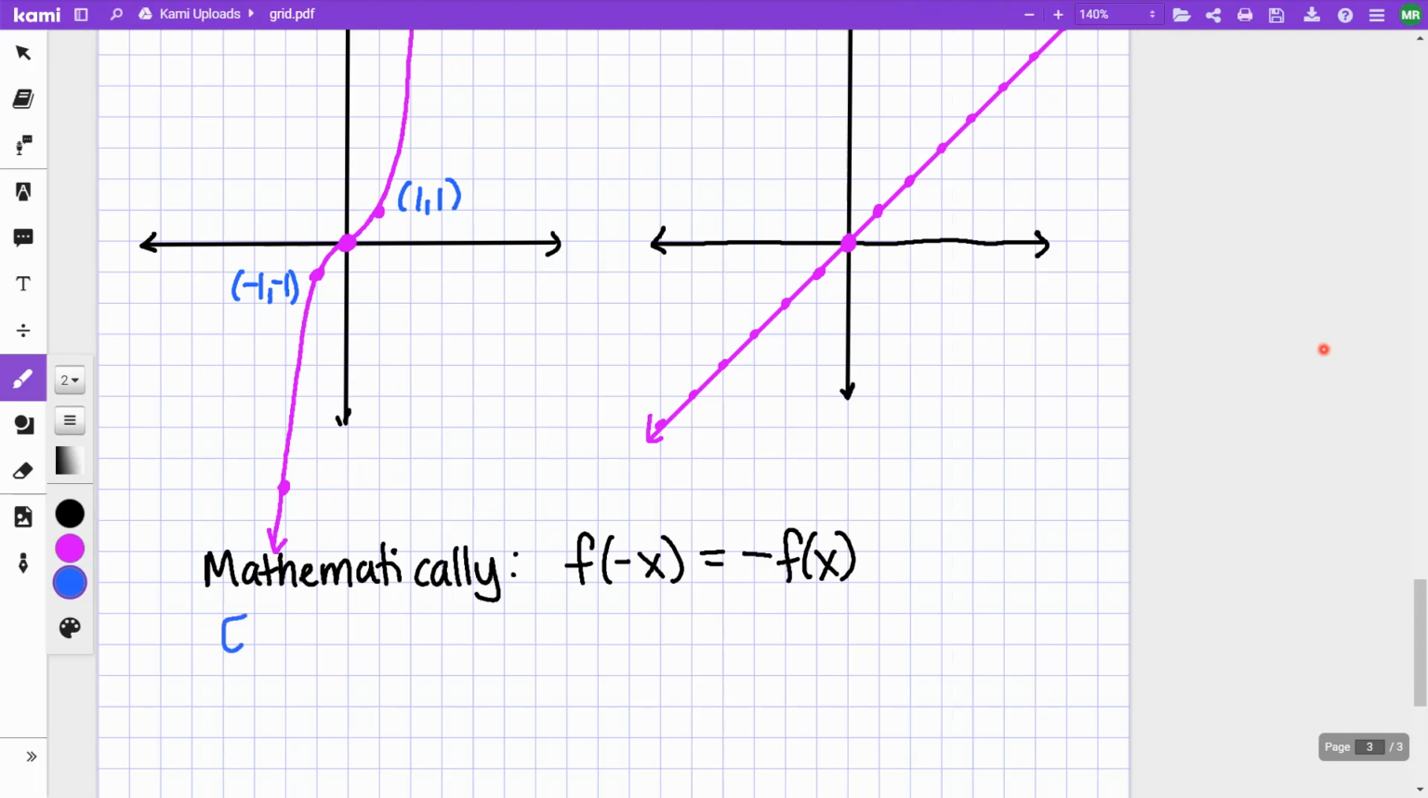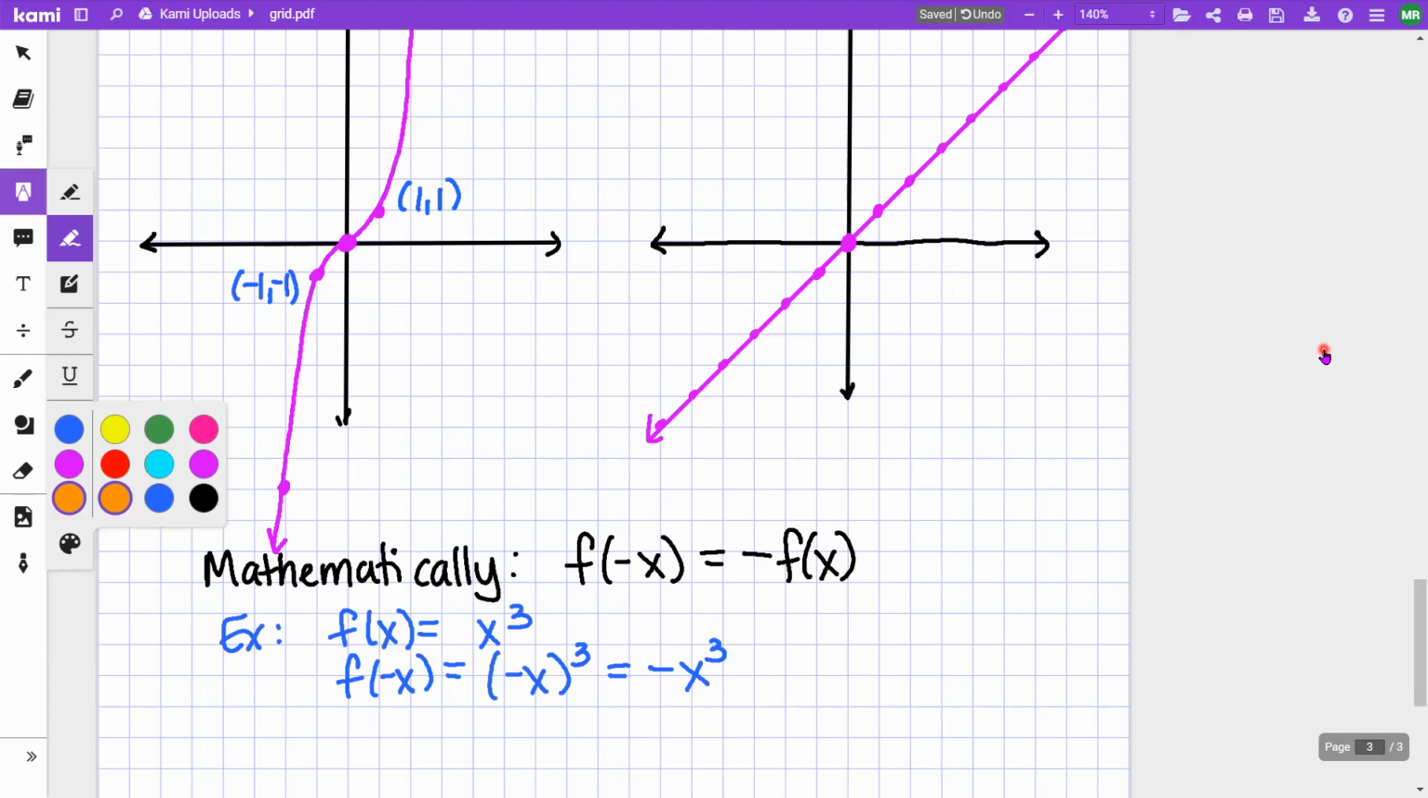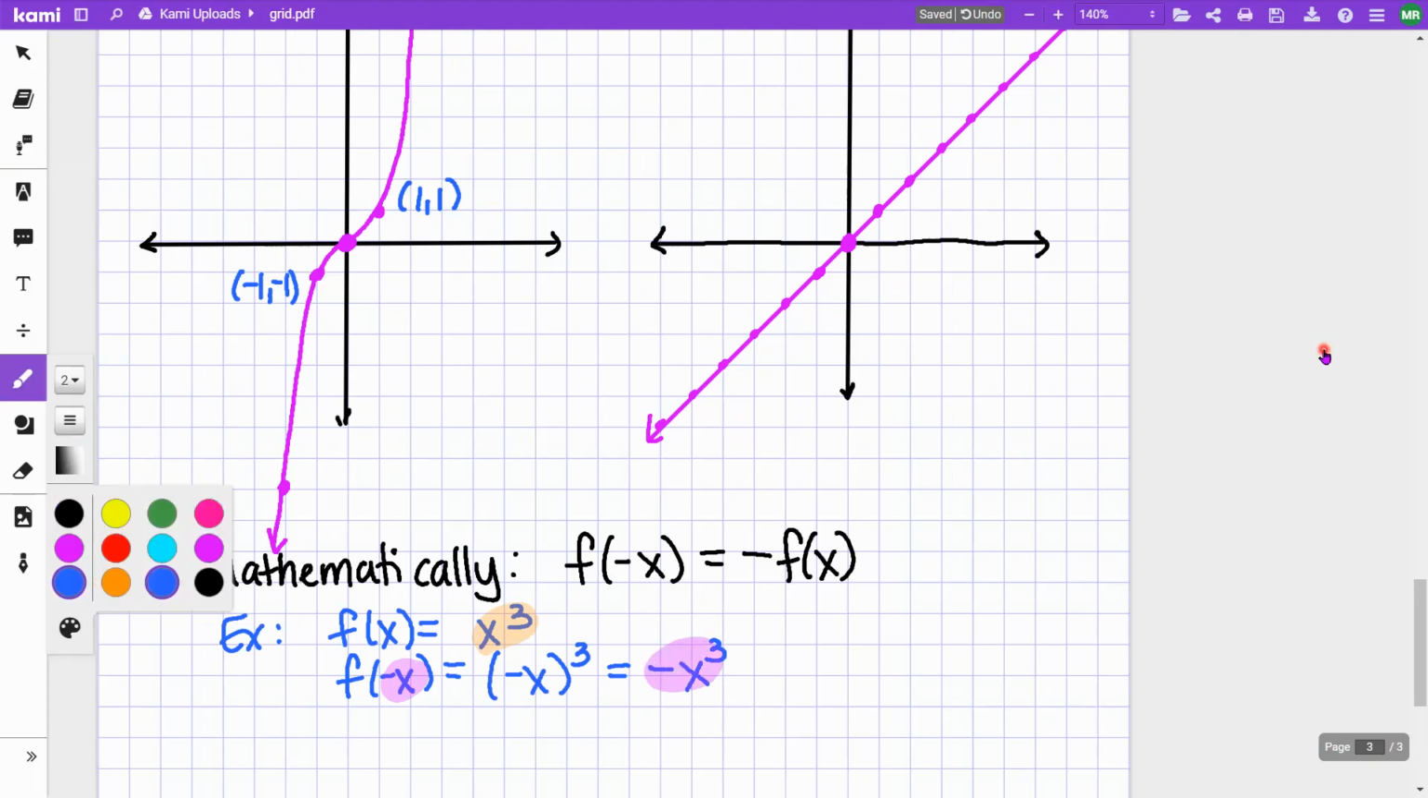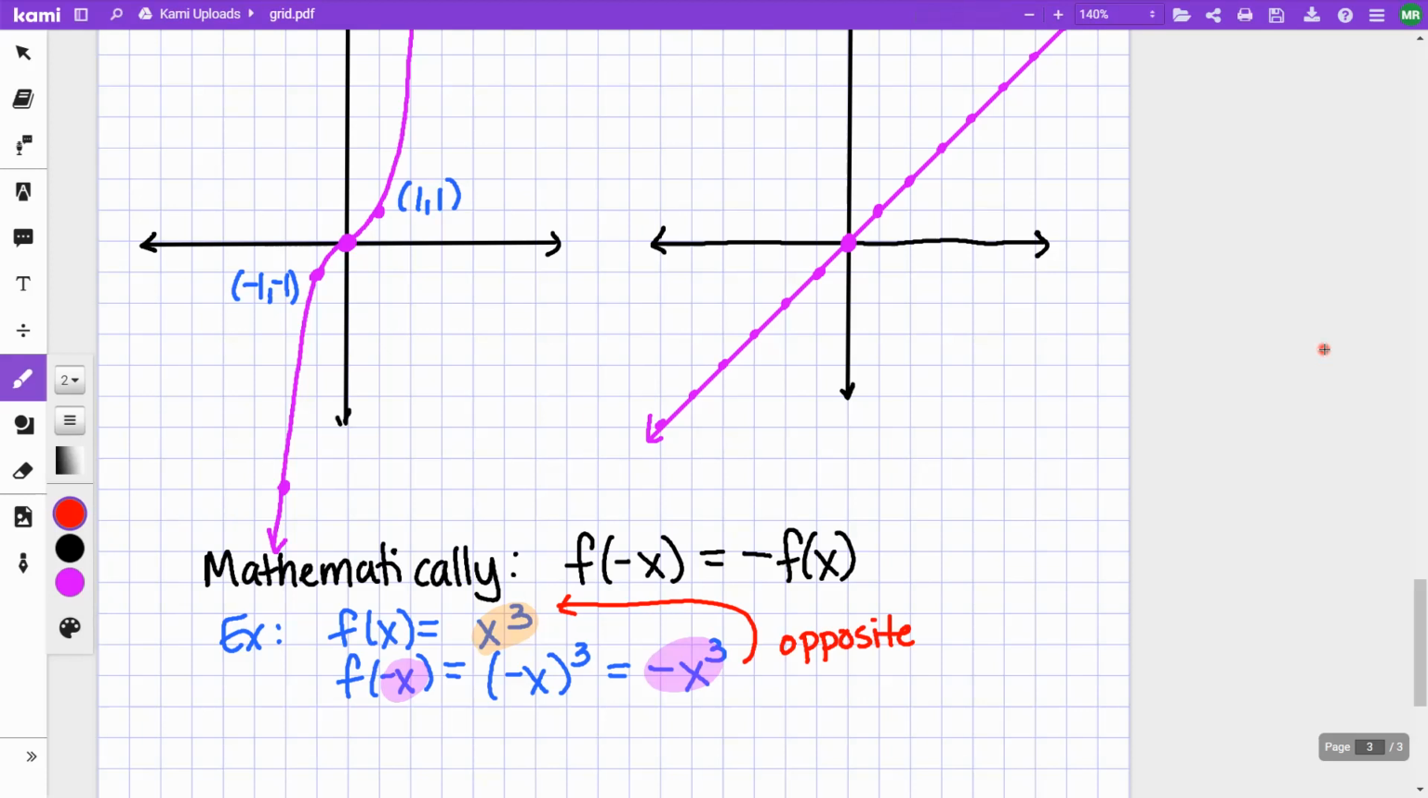So let's say, for example, I'm taking f of x equals x cubed, and I'm going to put in a negative x. I'm going to see what happens. If I put in a negative x and then I cube it, a negative times a negative times a negative is a negative. So I'm going to get a negative x cubed. What happened here was I have this, and when I put in a negative, I ended up with the opposite of it. So that means odd.